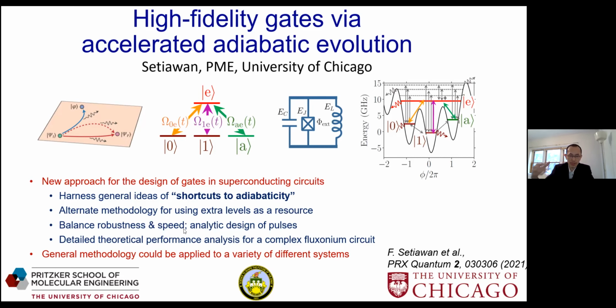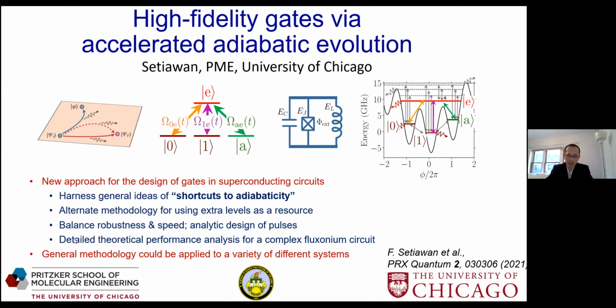But most of the ideas of using these shortcuts to adiabaticity in the literature only consider simplified settings where we only consider few levels, and also we make an extreme rotating wave approximation. So the question here is whether the advantages of the shortcuts to adiabaticity still hold when we consider a more realistic setting where we have many non-computational states. And in this talk, I'm going to address this problem concretely.